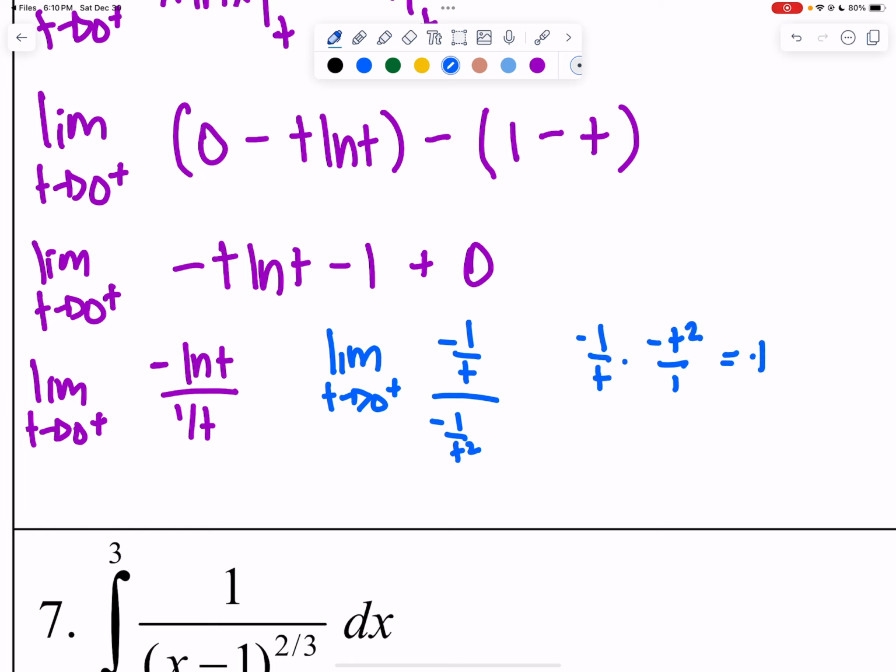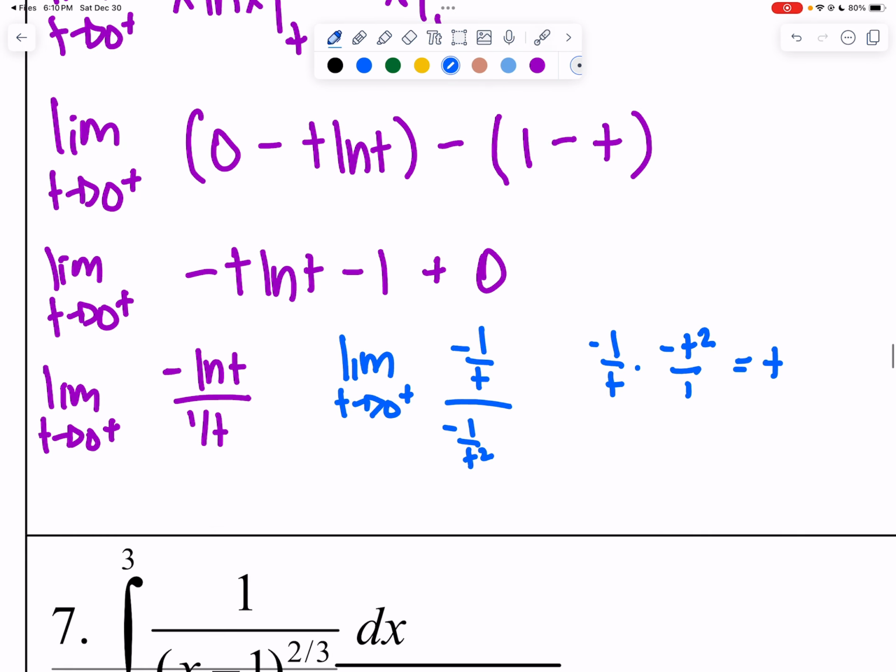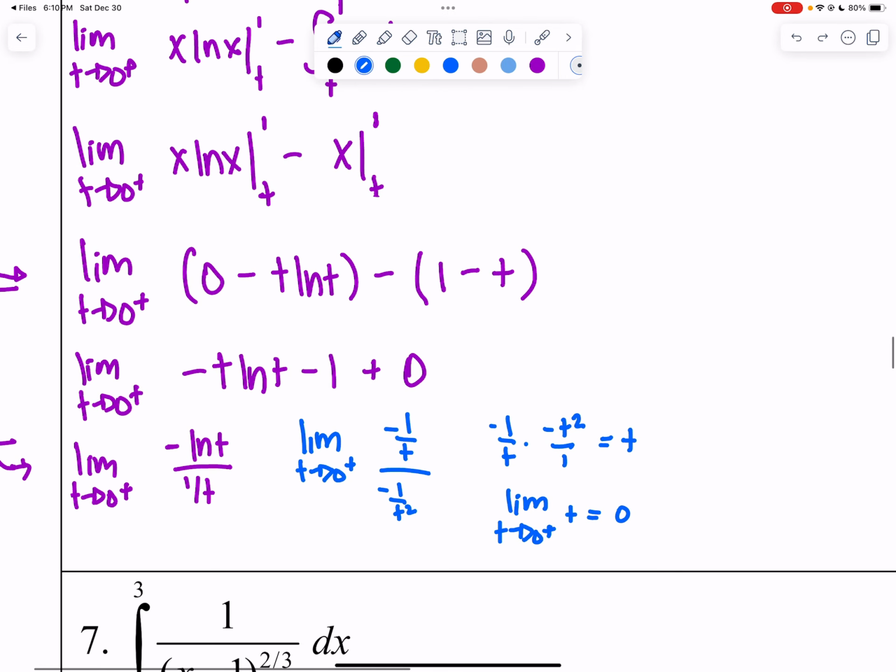And that's going to be t. So now you have the limit as t approaches 0 from the right of t, and that's just 0. So this thing is just 0. So now you have 0 minus 1 plus 0, which is just negative 1. Crazy.